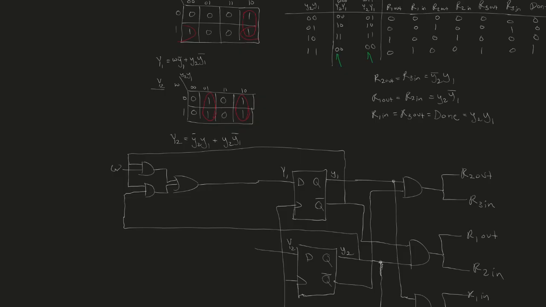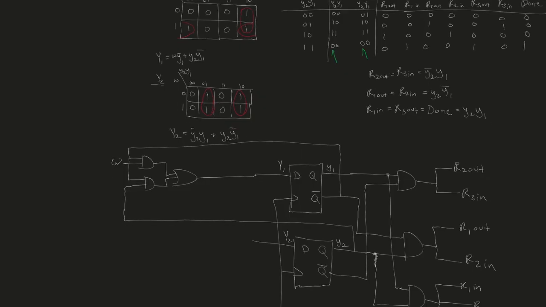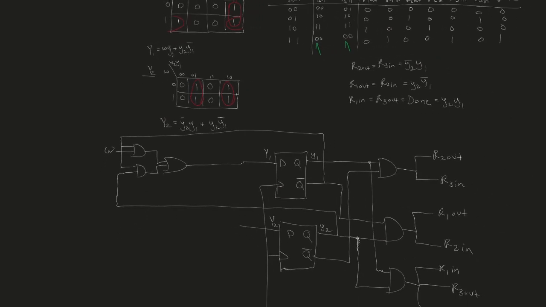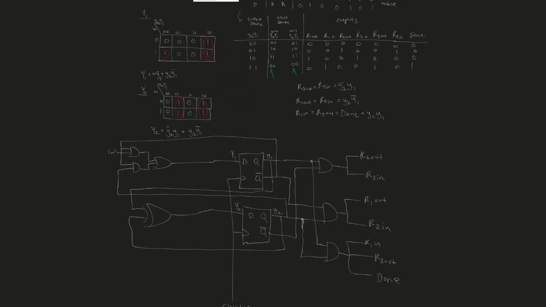Next, what can we do? Okay, so for y2, wait, that's pretty much an XOR gate. Yeah, so we can actually just use an XOR gate and connect y2 and y1. So we can connect y1 into an XOR gate and y2 into an XOR gate, and we can just connect it like this, and that should be your circuit.